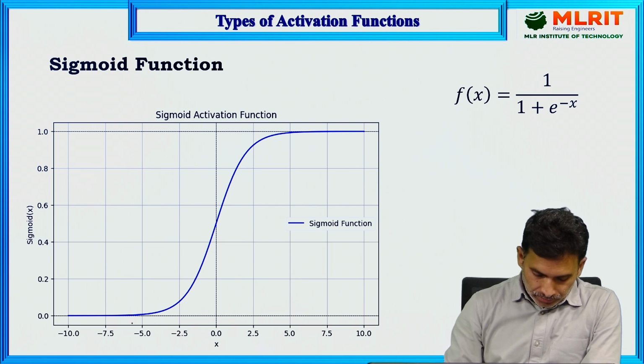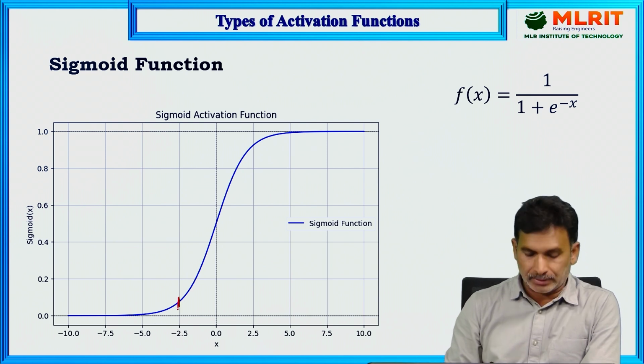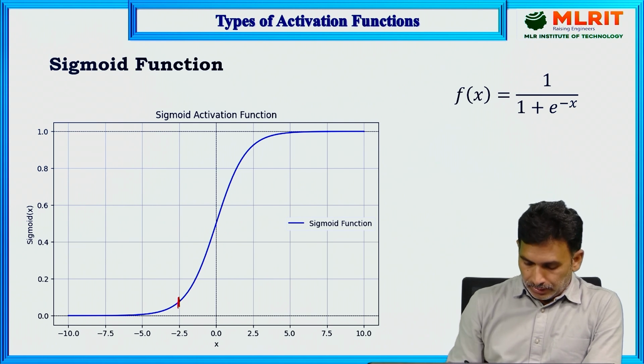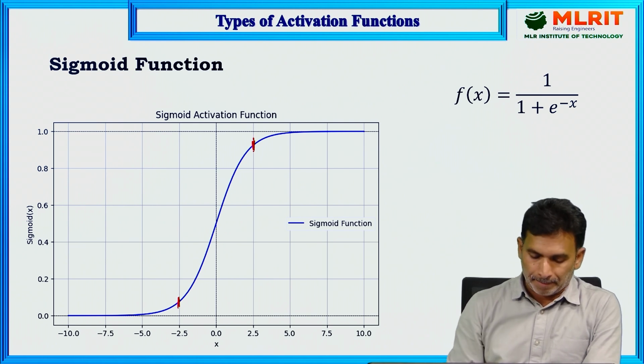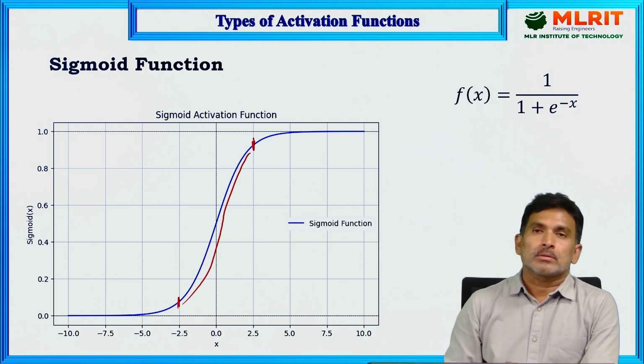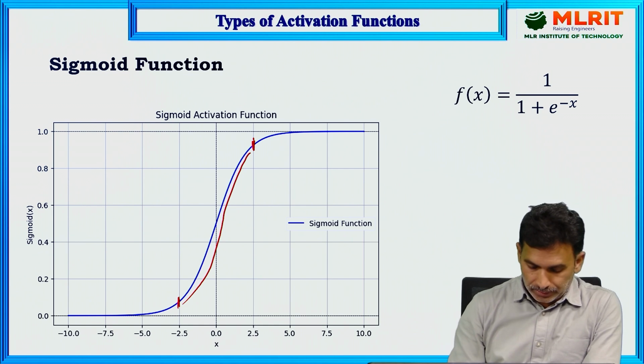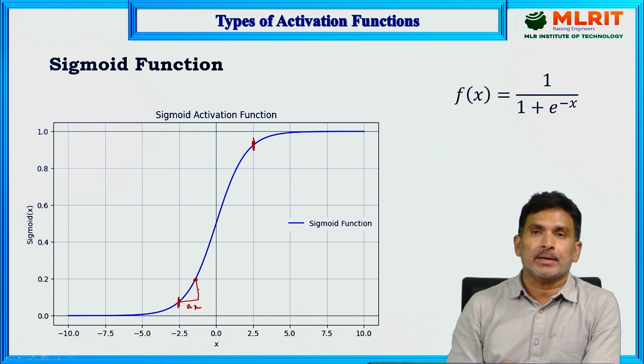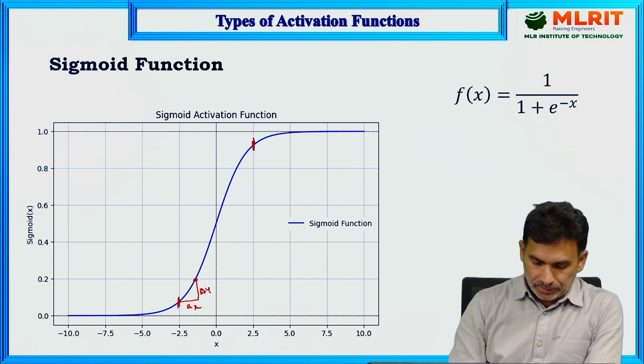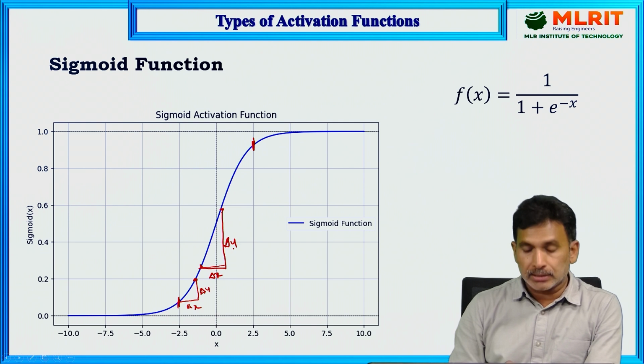If you take the x value from minus 2.5 to plus 2.5, how does this curve look? That means the slope, the rate of change. Let us take this data point and this data point, and ask what the slope is. Here this is delta x, the rate of change in x, and this is delta y. Delta x is very small, and delta y is huge.